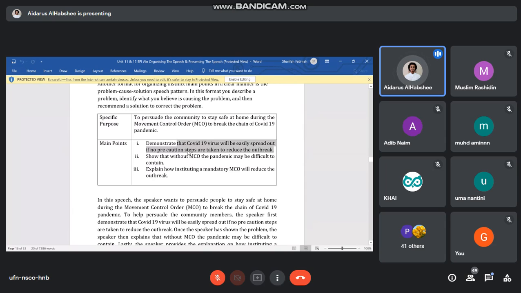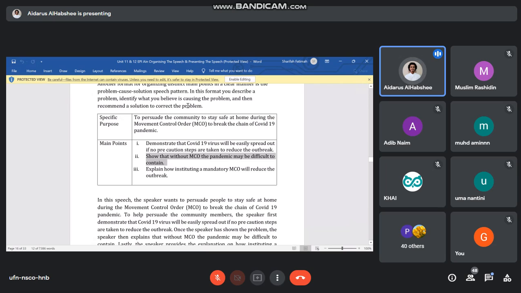Yeah, so you are describing the problem. Okay, and then you identify what you believe is causing the problem. Show that without MCO, the pandemic may be difficult to contain. So you are showing what is the cause of the problem. If there's no MCO, the problem will be much worse compared to if you have the cause. So the MCO is the cause, whether the effect is much better or much worse.